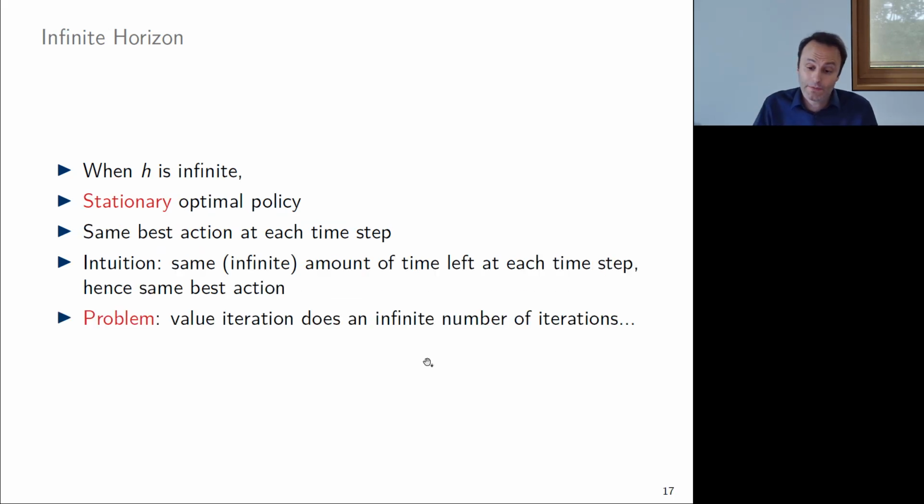Now, if we have a business, of course, we don't want to go bankrupt, so our horizon should be infinite. And then we should also have a stationary optimal policy. So that means that we, in each time step, take the same best action. So why? Because if we have infinite time left, then at each time step, the same action should be the best one. A practical problem, though, is that value iteration cannot do the iterations infinitely many times, because, well, we have a finite lifetime.